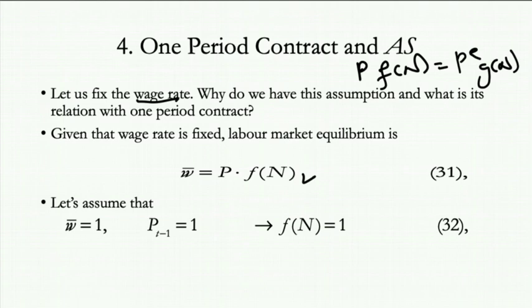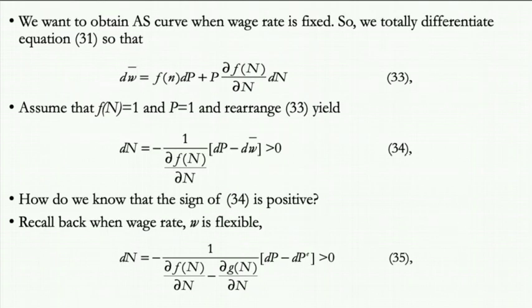So for simplicity, let's assume the fixed wage rate is 1. The price at the initial period, let's say the initial period is t minus 1, is 1. Therefore, this implies that equation 31 becomes this, isn't it? We want to obtain the aggregate supply curve when the wage rate is fixed. So what we need to do is totally differentiate equation 31 so that it becomes 33.